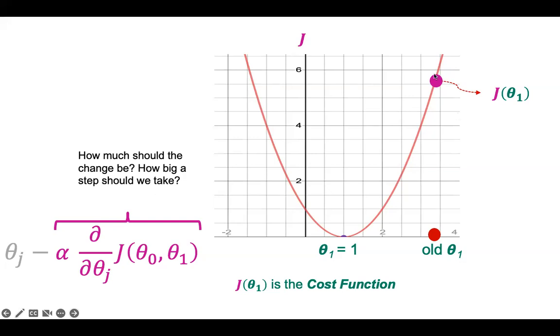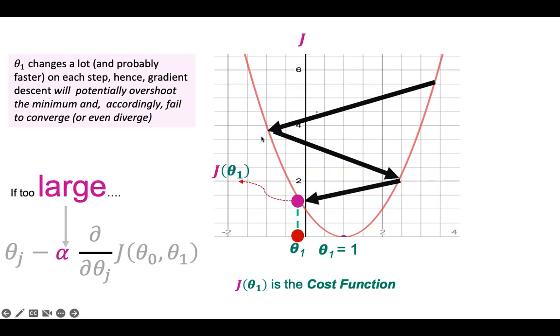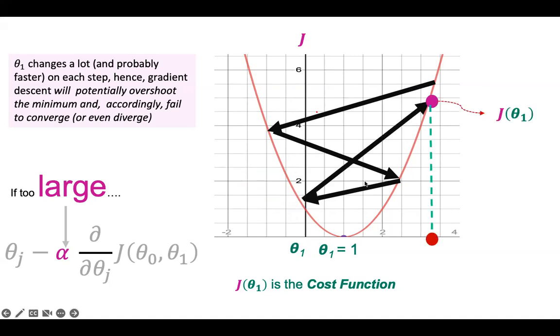If, for instance, this is the J of theta 1, and assuming that the learning rate is large, the tendency is that theta 1 changes a lot and probably faster. It will move faster on each step. Hence the gradient descent will potentially overshoot the minimum and accordingly fail to converge. So we will not be able to reach this global minimum.